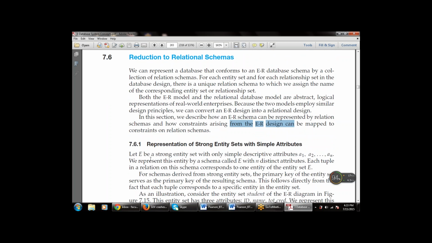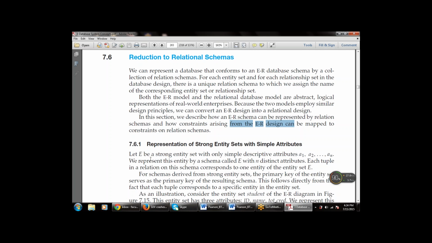Then the next part is how to represent the strong entity set with simple attributes. That is, how to represent the strong entity set that does not depend on anyone, that has full capabilities with the simple attributes. This is the example that is given. Let A be a strong entity set with only descriptive attributes, that is A1, A2, ... AN. We represent this by using the schema known as E with N distinct attributes.